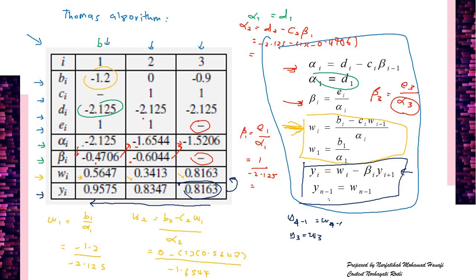With this formula: y2 is equal to W2 minus beta 2 y3. We already have the value for W2, which is 0.3413. Beta 2 we also have, negative 0.6044. And this is our y3, 0.1863. So you just use your calculator and you will have the value for y2. And lastly, calculate your y1 by using this formula also. This is our final answer.